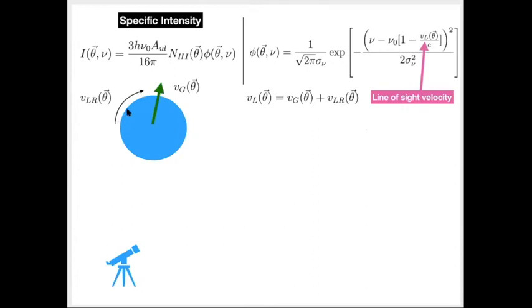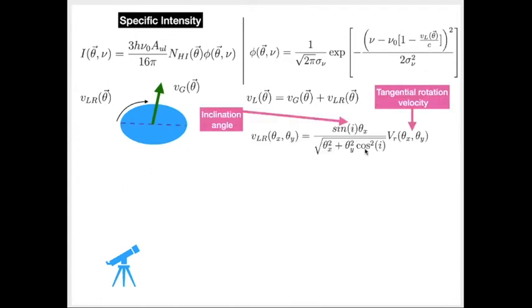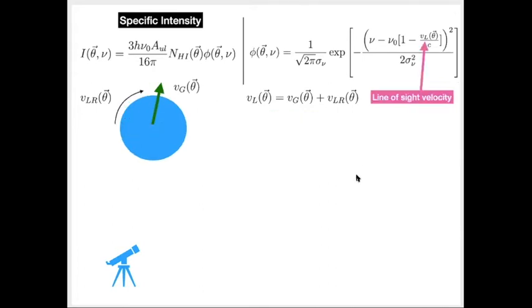If I draw, if there is a cloud here and it's going this way, at this particular point it has a velocity pointing in this direction. So that's the tangential rotation velocity. And if I take the modulus of that, then the line of sight component of the rotation velocity is related to the tangential rotation velocity this way. This you can figure out just by doing a coordinate transformation. And the inclination angle appears here. For a typical galaxy, the inclination angle itself can be different at different radius.